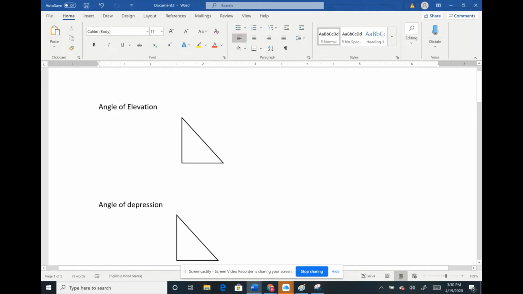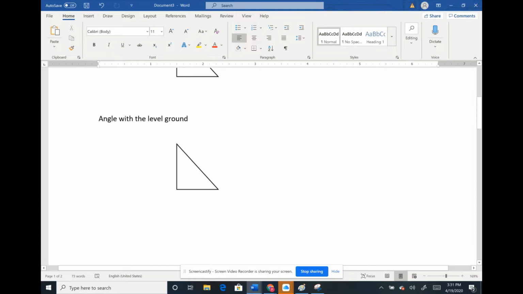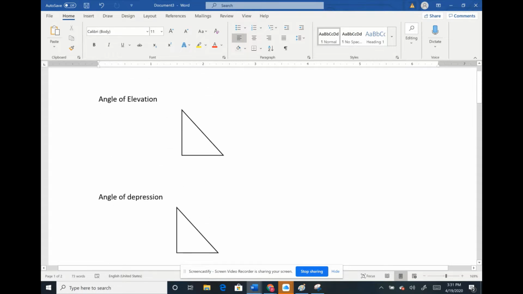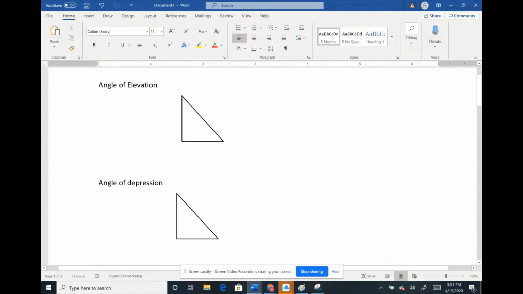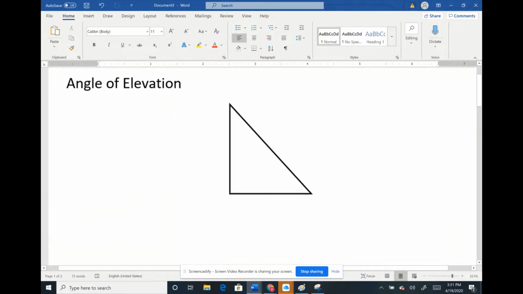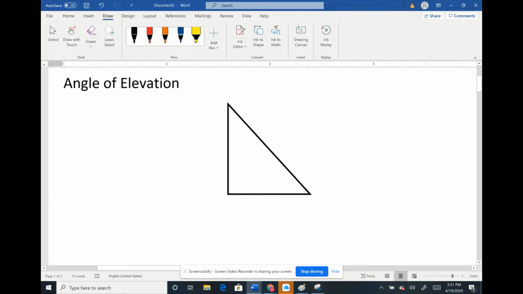All right, hello class. So today we're going to be talking about word problems, and before we begin word problems, we need to understand basic vocabulary of angle of elevation, angle of depression, and angle with the level ground. So angle of elevation, if you take a look at this triangle, is a right triangle, or let's just make the assumption it's a right triangle by putting the 90 degrees right here.